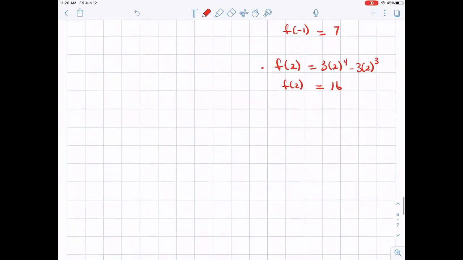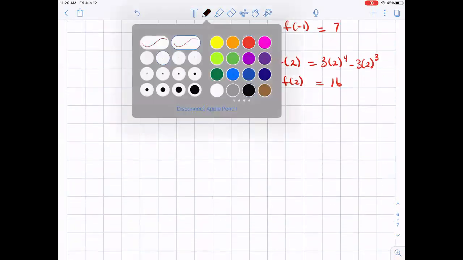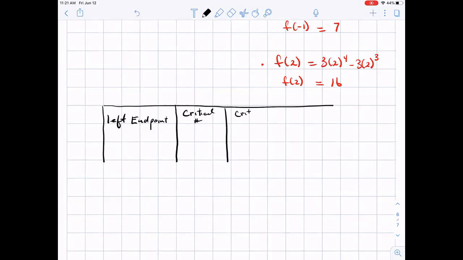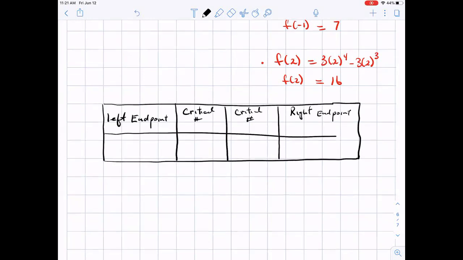So if we make a little table here, and this is just a matter of style, I like the table. We call this the left endpoint, then we had two critical numbers, a critical number, then another critical number, and then we had the right endpoint. Just a little way I like to do it. It lets me put stuff where I can clearly see what it is.